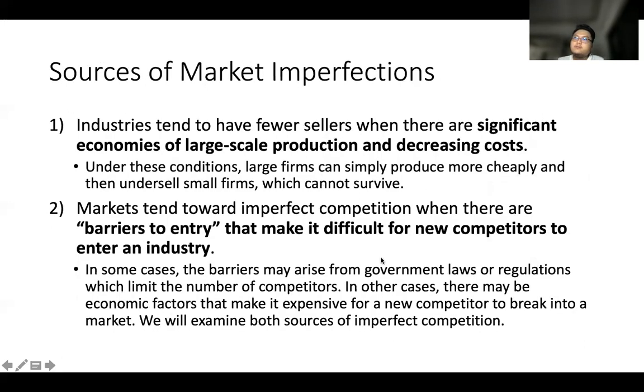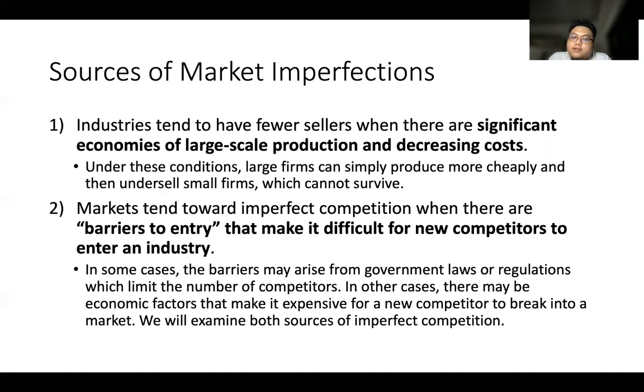So what are the main sources of market imperfections? Number one, industries tend to have fewer sellers when there are significant economies of large-scale production and decreasing costs. Under these conditions, large firms can simply produce more cheaply and then undersell small firms, which can't survive. So economies of scale, we've talked about economies of scale before.